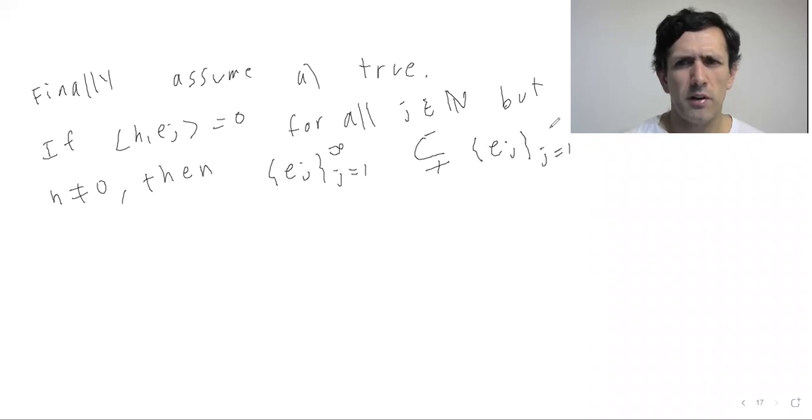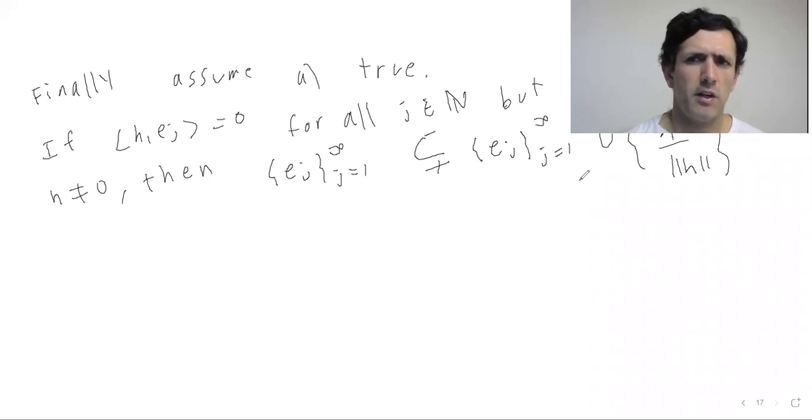Because if we literally take this union, not with h but with h over the norm of h, then this is an orthonormal set. Everything in this union has norm 1, and the inner product of two elements is 0 if they are not equal. In particular, take e_j inner product e_i for i not equal to j, you get 0. Take e_j inner product h over the norm of h, for any j, you get 0. That's exactly what this is saying.